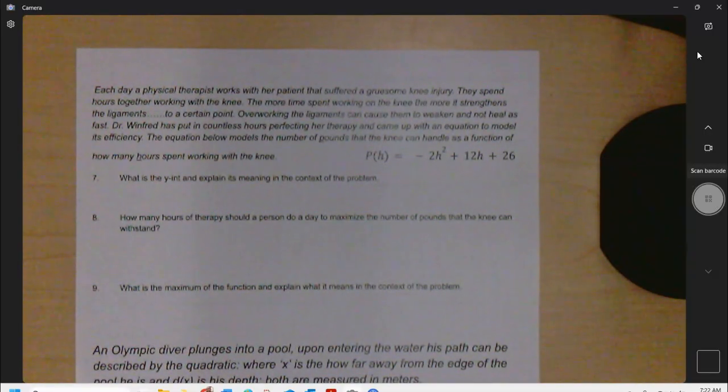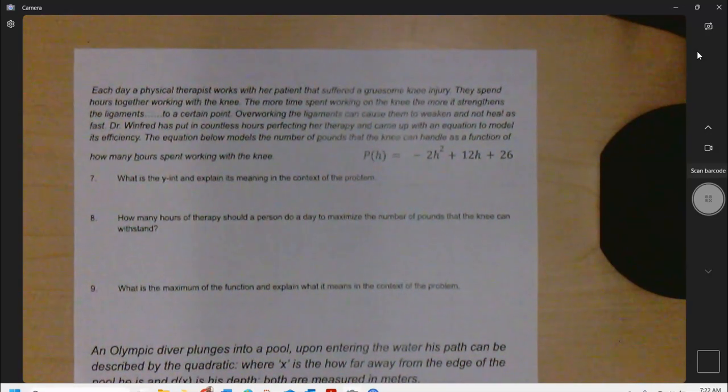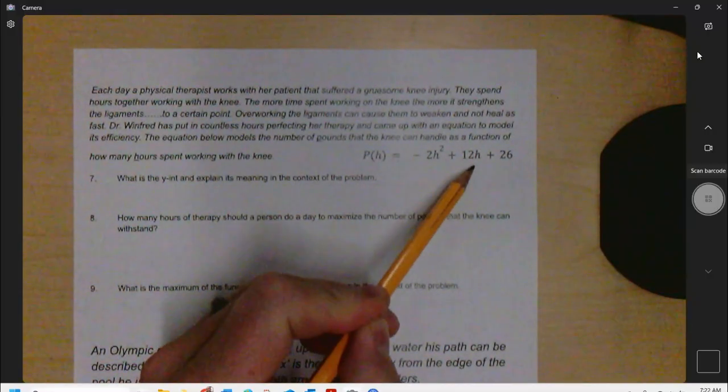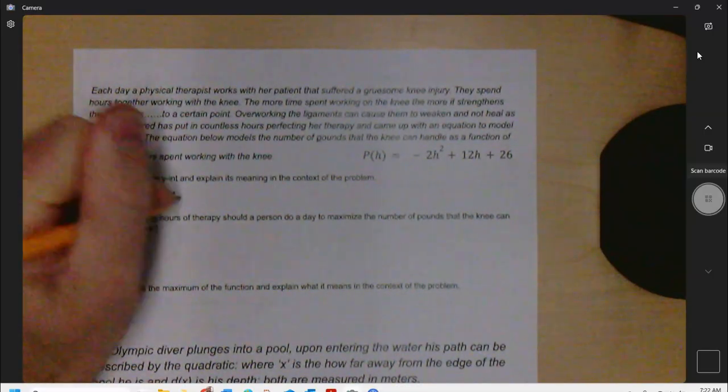So let's start with what is the y-intercept and explain it in its meaning. How do you find the y-intercept for any function ever? You plug in a 0. But this was the easy one. Finding a y-intercept in standard form is the easy thing to find because this is going to go away, this is going to go away, and it's just 26. So the y-intercept is 26.